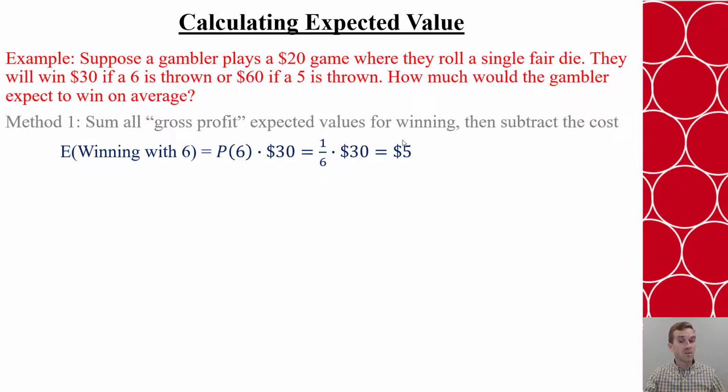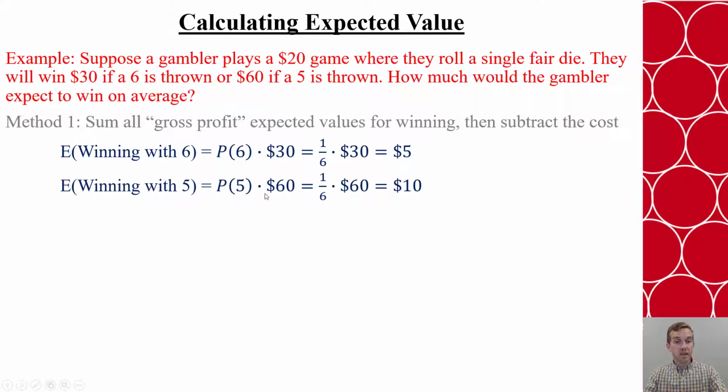But we can also win on a 5. And this would be the probability of rolling that 5 times the $60 for winning.